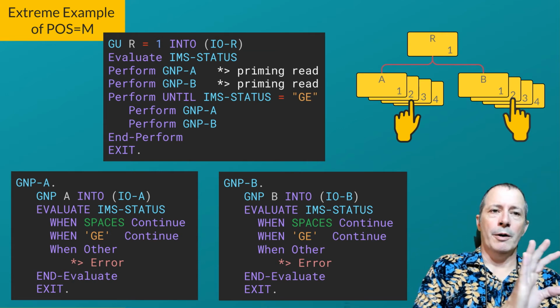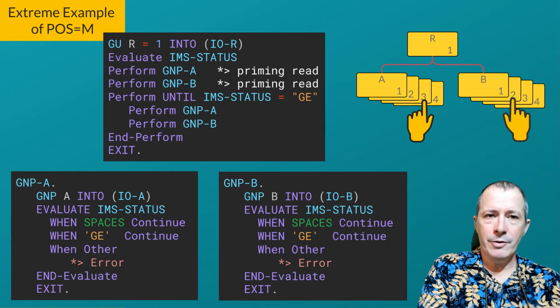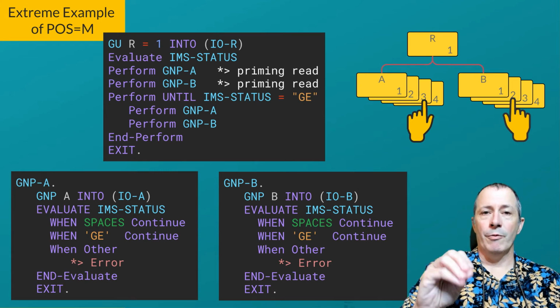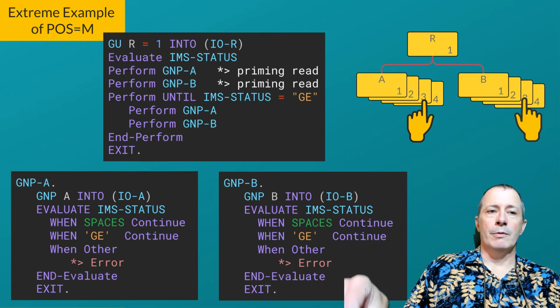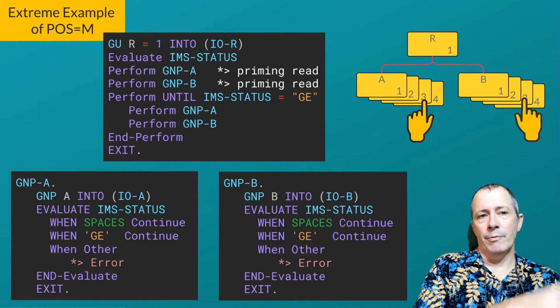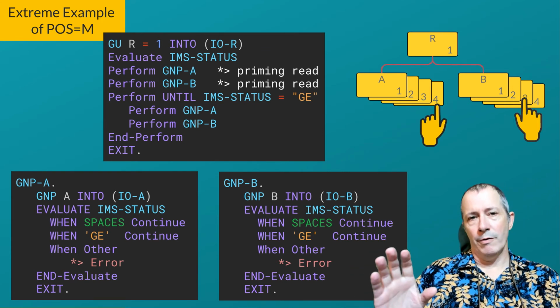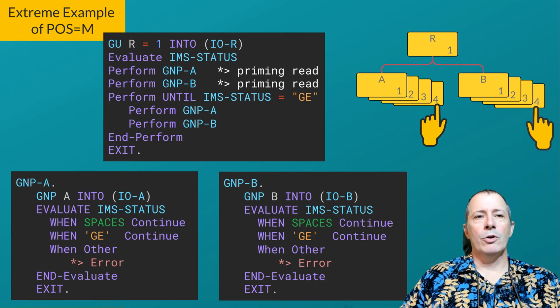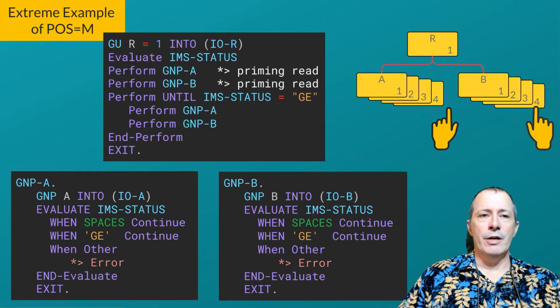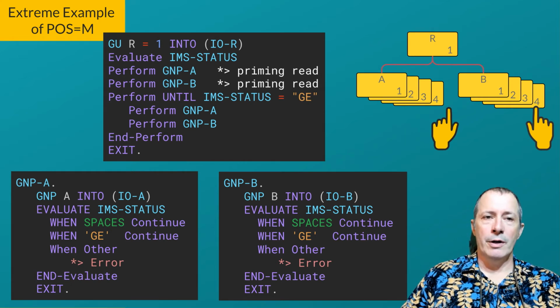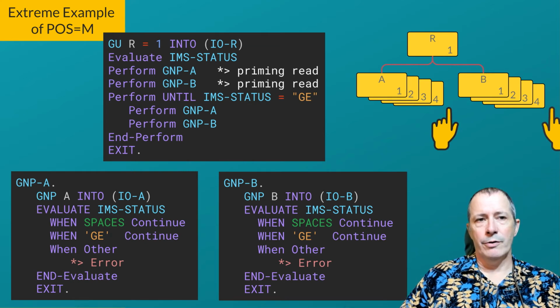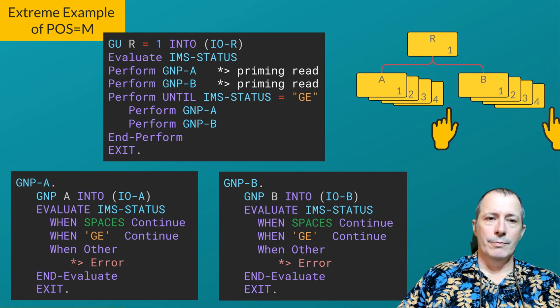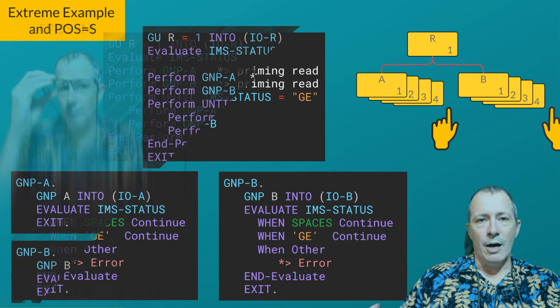Loop number 2, IMS moves from A2 to A3 and from B2 to B3. Loop number 3, IMS moves from A3 to A4 and from B3 to B4. And loop number 4, a GE trying to do a get next within parent for A and a GE to do the GNP for B. Exit the loop. Now we need to look at the next slide.